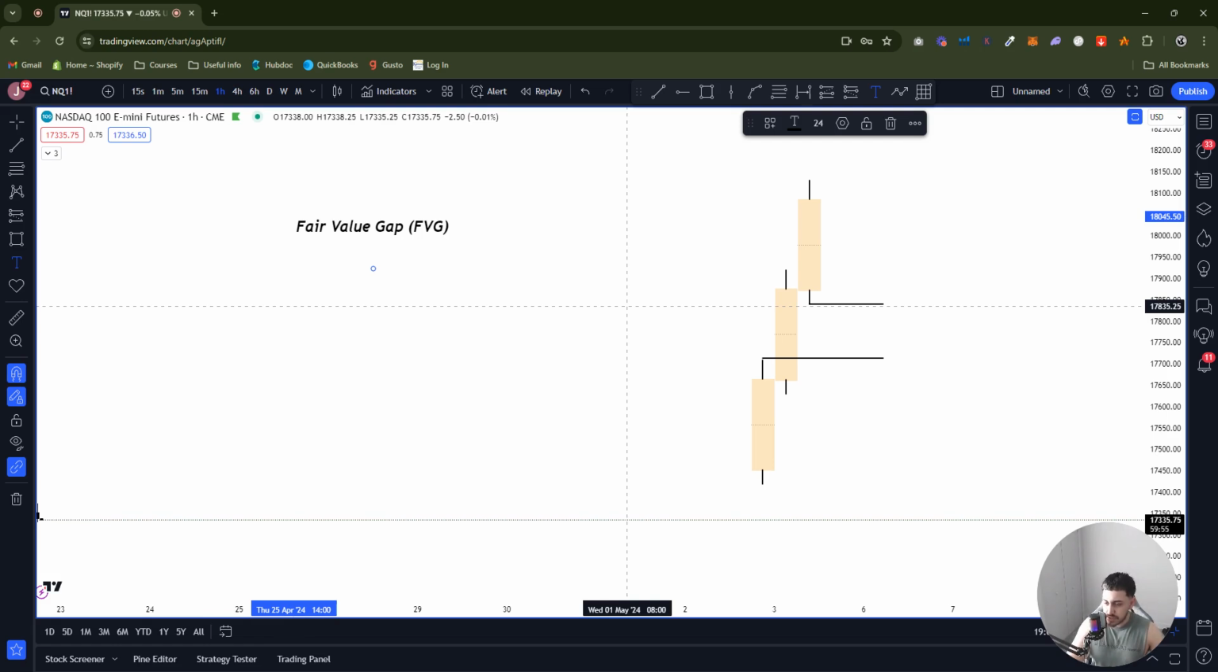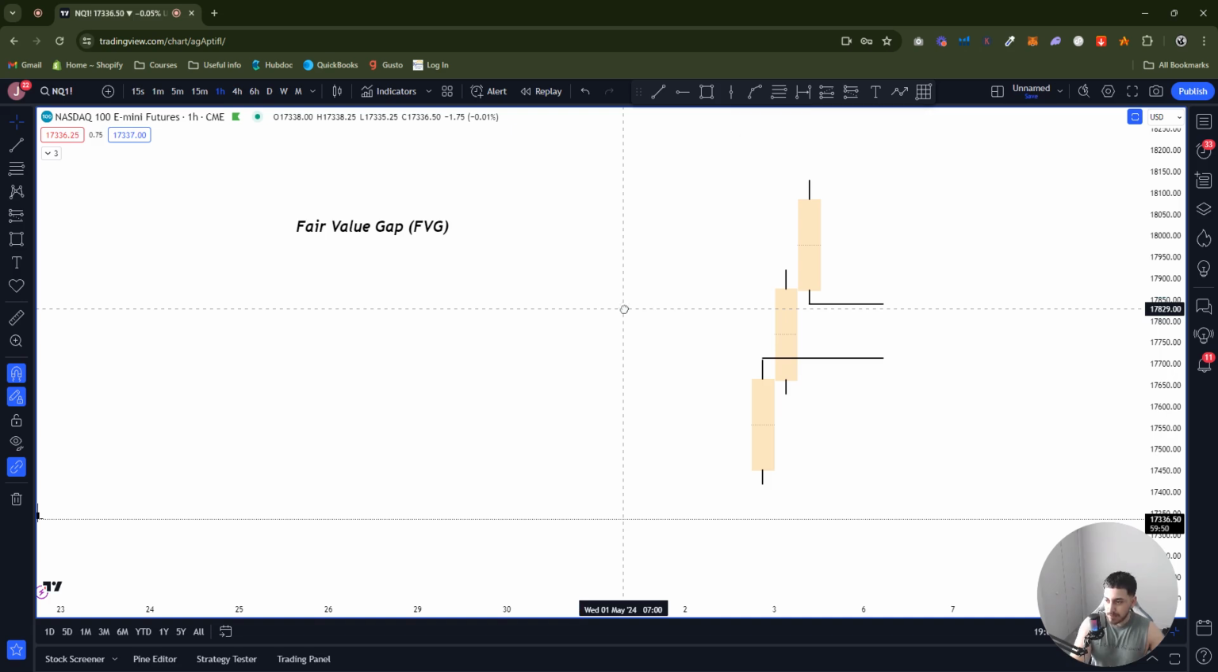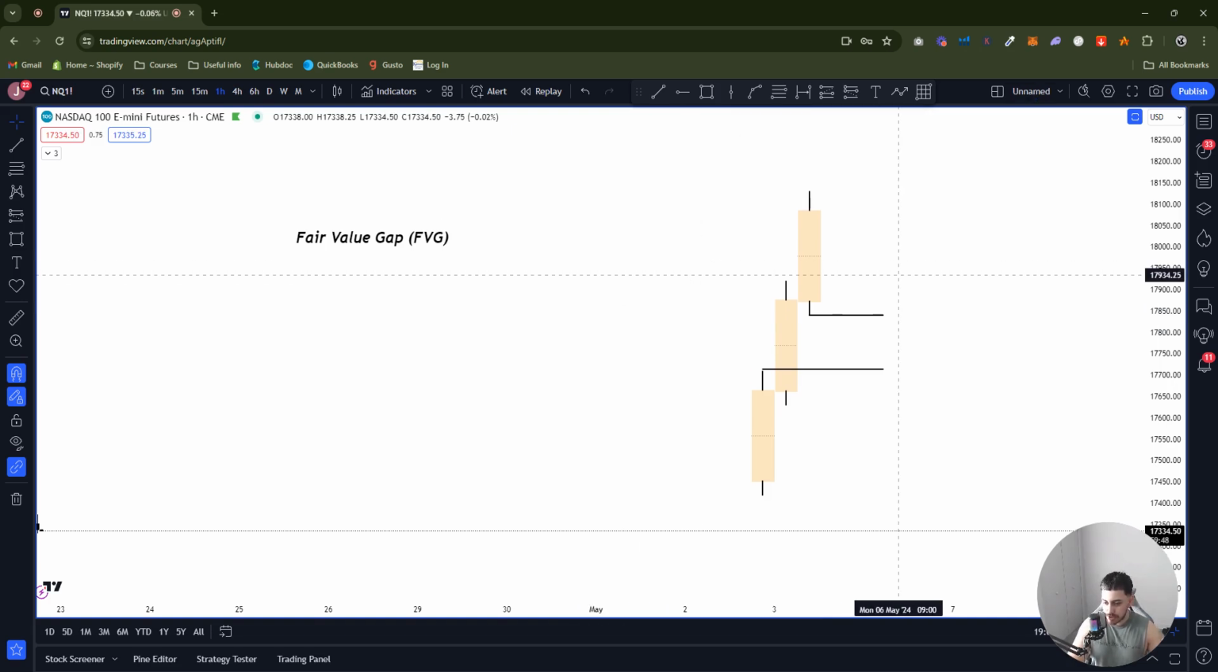FVGs are probably going to be the backbone, besides liquidity, of almost every strategy that's going to be taught here in the academy. Fair value gaps are very, very simple. They're just gaps left between the candles. We'll have 3 candles, right? 1, then 2, then 3. So it's the high of the first candle and the low of the third candle. In this case, this is going to be a bullish fair value gap, a bullish FVG.